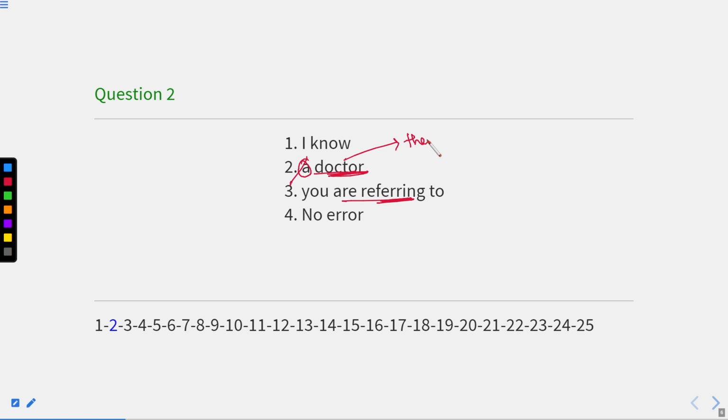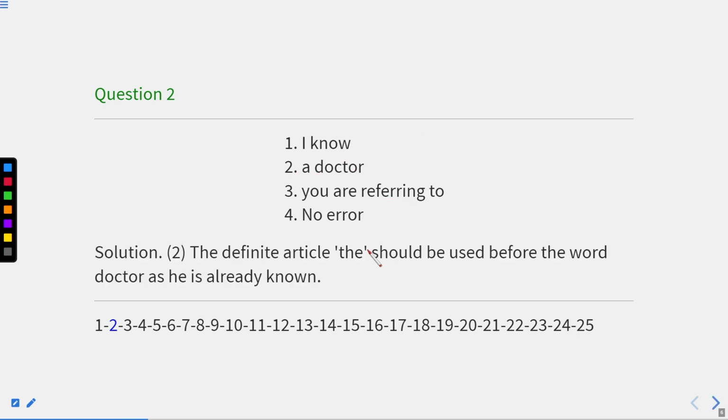Here we are not talking about only doctor. Here we are not talking about any doctor. In fact, here we are talking about that doctor which you are referring to. So this doctor is special. Why so? Because this has been referred by you. So this is a suggestion by someone. So before this doctor we need to put the article the, because here this doctor is particular.